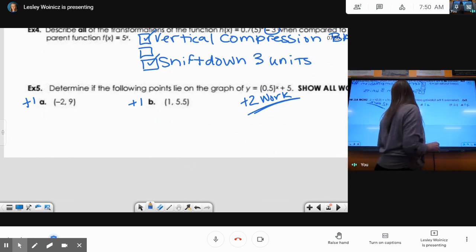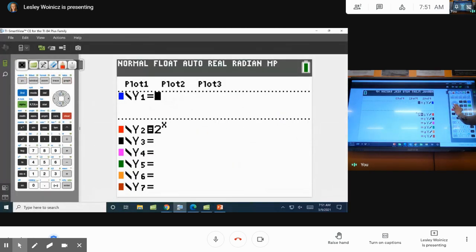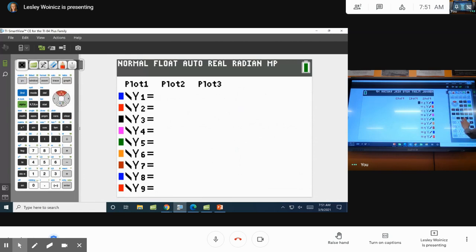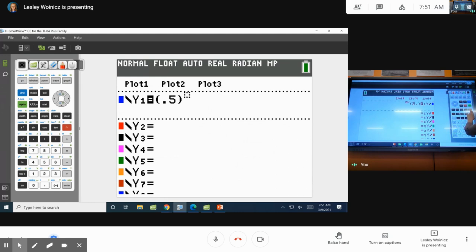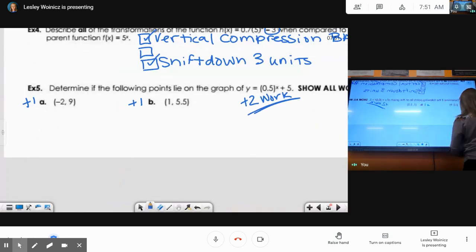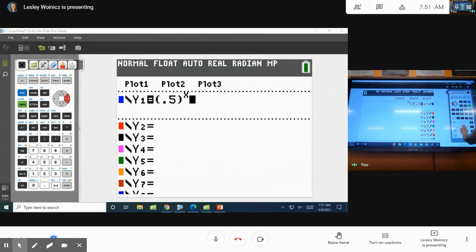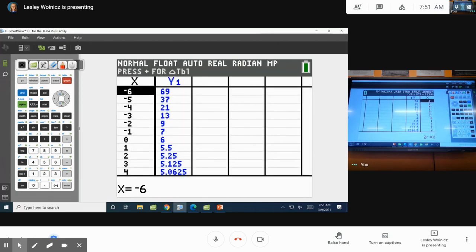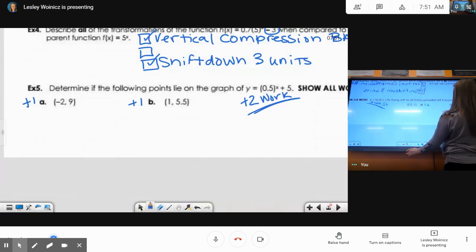So y equals 0.5 to the x plus 5. Okay. Y equals, clear all this, open parentheses, 0.5, power caret x. Oh, I already forgot. Plus 5. I was on a roll with these plus 5s. Okay, so I want my table. And what points am I looking for? I'm looking for -2, 9, and 1, 5.5.